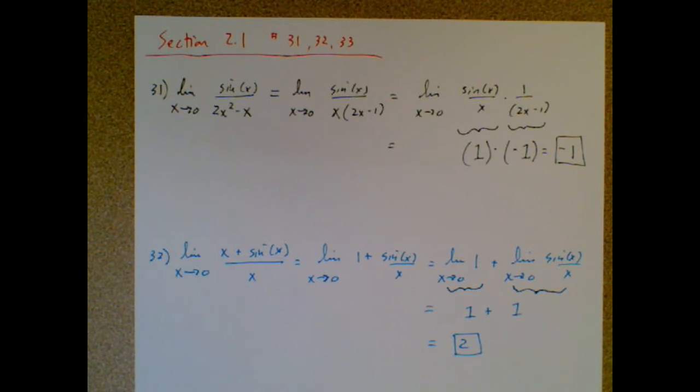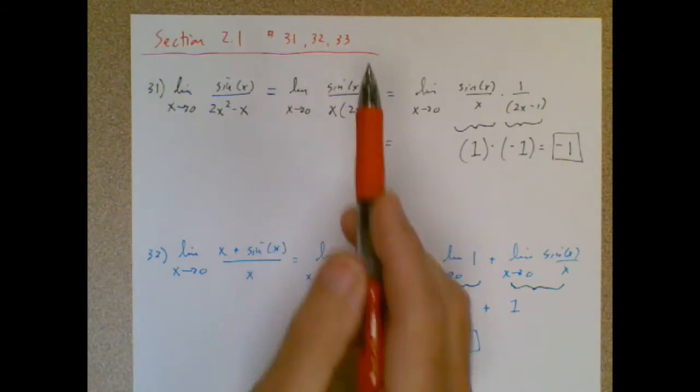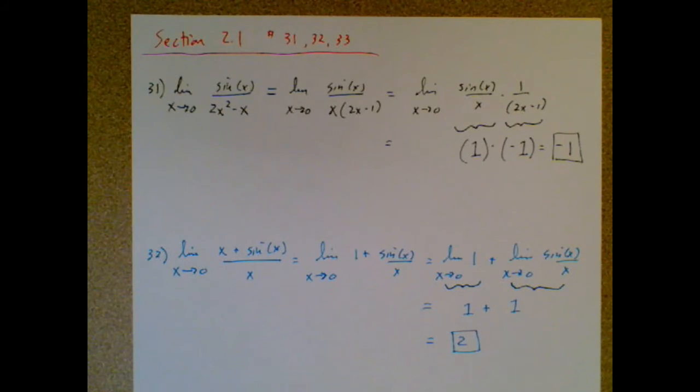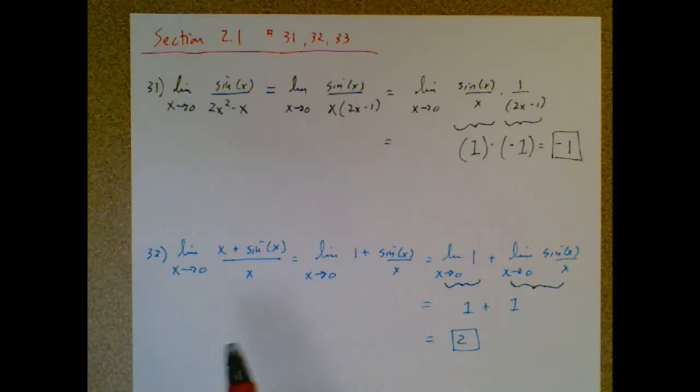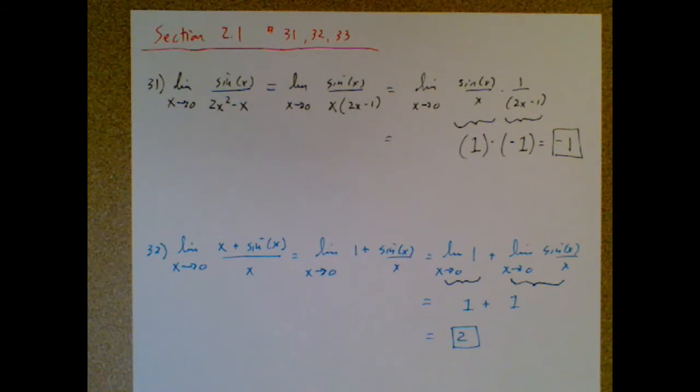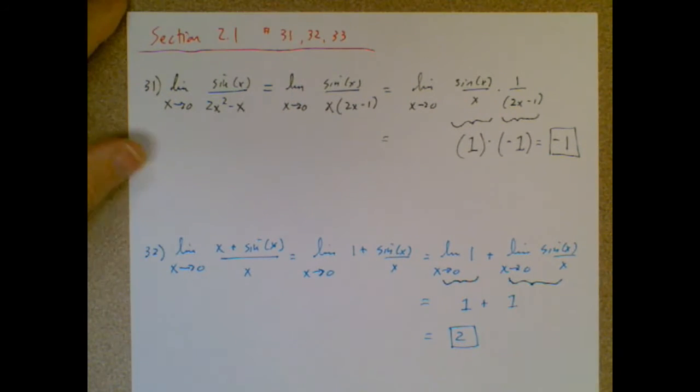Hi, I'm going to do a quick video explanation of these three homework problems from section 2.1 because they're combining some algebra properties that you know, but sometimes you forget, and the idea of that memory limit that we talked about in limits. I'm going to show you problem 33 as well.